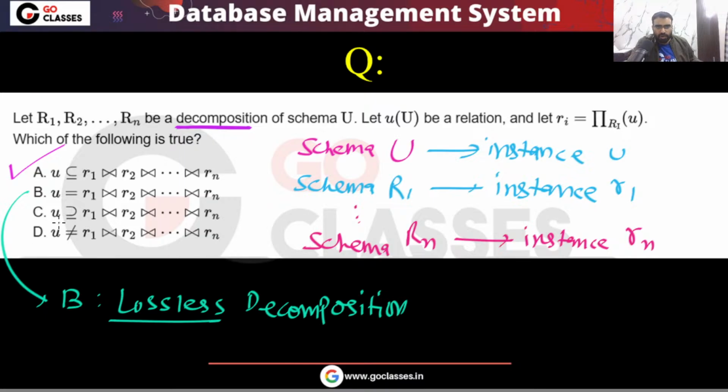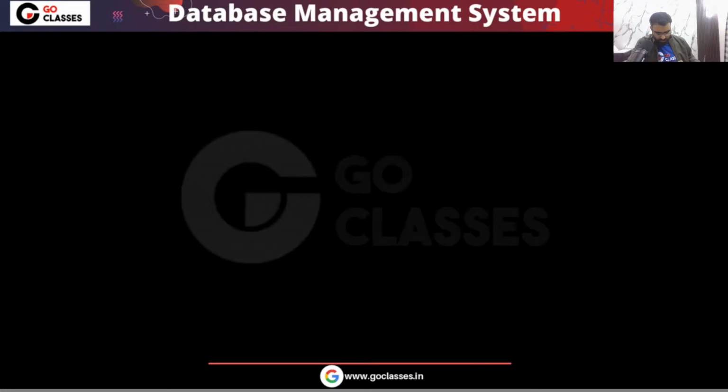And what about option D? The answer will be option D for lossy. For some instance, you can see this will happen in the lossy. I hope you understood. Now let's move on.